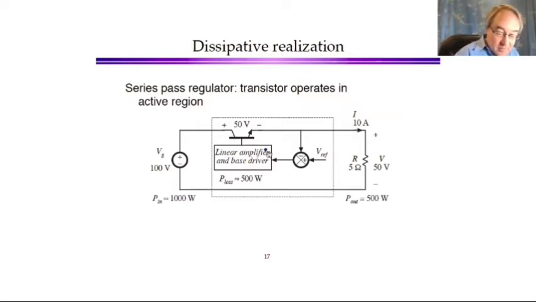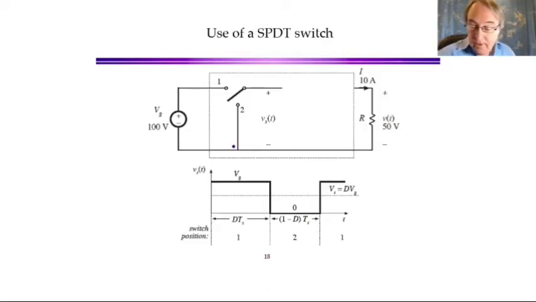But in this example, the series pass regulator is approximately 50% efficient. So we need a very large transistor that can take 500 watts and that has enough heat sinking to dissipate that 500 watts, which is not an easy thing to do. Let's consider instead how to do this function with switches.